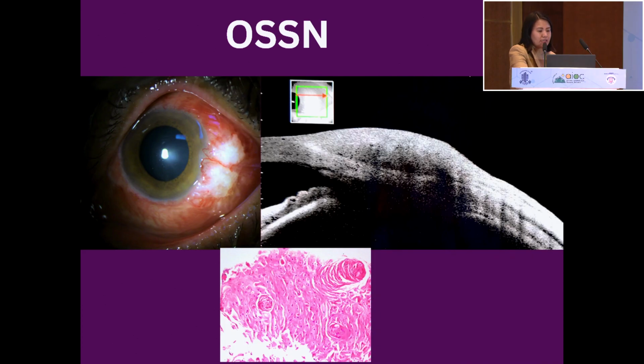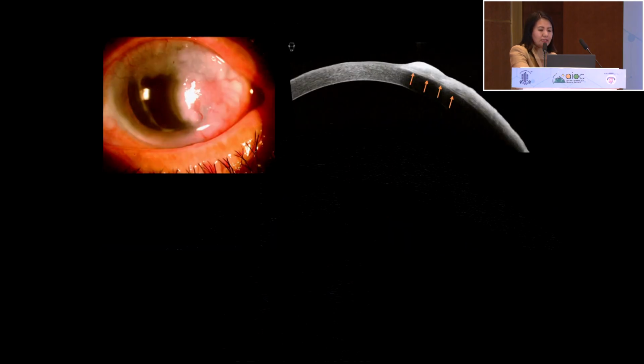This case is a classical OSSN. Here we can see the presence of a hyper-reflective epithelium growing, encroaching upon the cornea. On histopathology also it was diagnosed to be OSSN. But classically, here is the picture. You can see that there is hyper-reflective epithelium encroaching upon the cornea, and we can see there's an abrupt transition from the hyper-reflective epithelium to the relatively hyporeflective corneal epithelium. So this is classical imaging of OSSN, which we have to keep in mind.